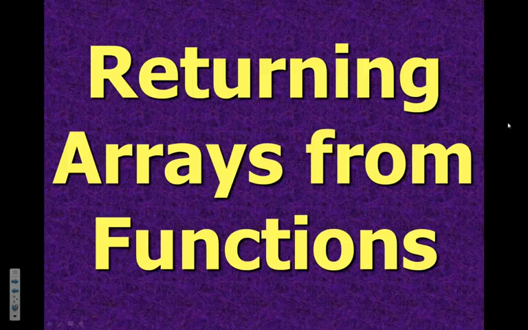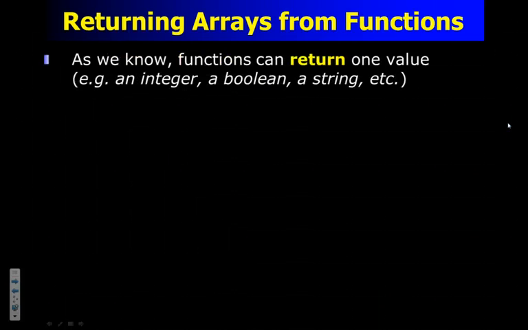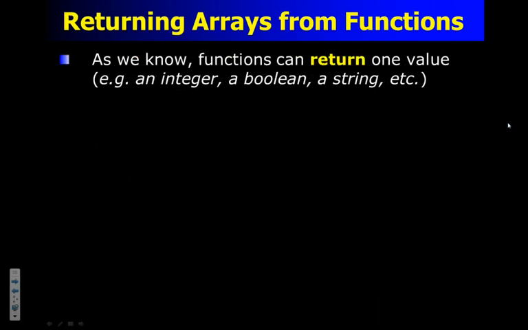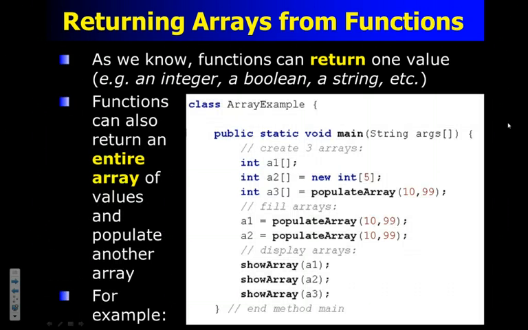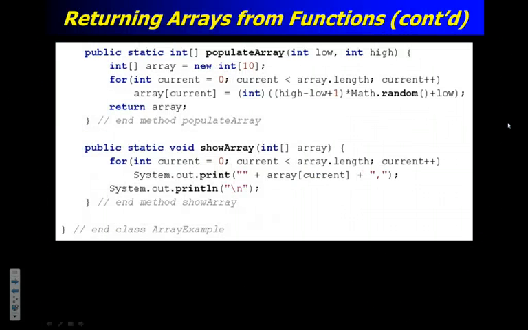Okay, so let's start with a quick review of what we looked at at the end yesterday. This is in the notes: arrays can work with methods and functions. Functions and methods can return one thing, an integer, a Boolean, but that one thing can be an array. So in my notes, I have an example of a method called populate array, which is very similar to what we did yesterday, that will return an entire array. In the notes, the example shows how it creates and returns an entire array of integers.